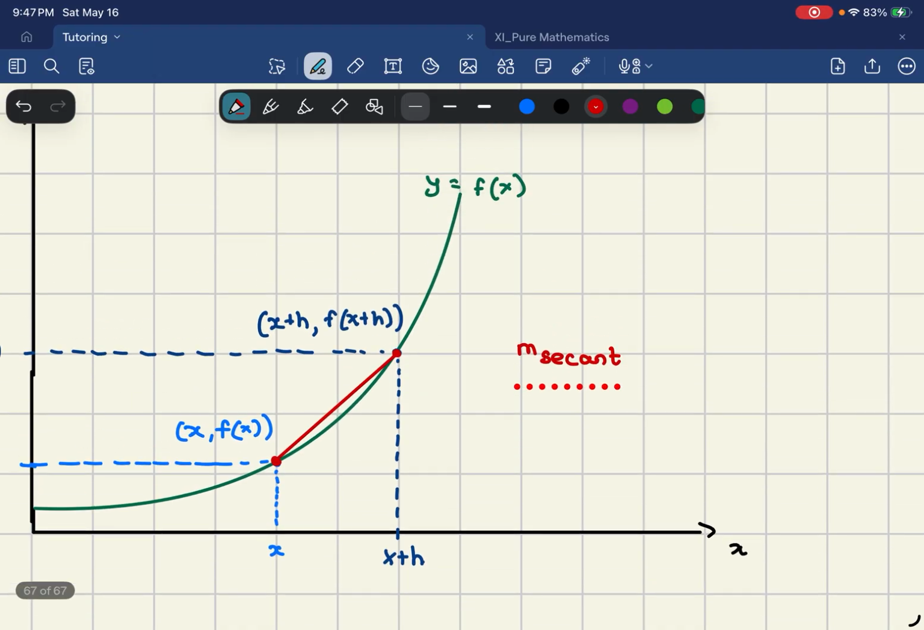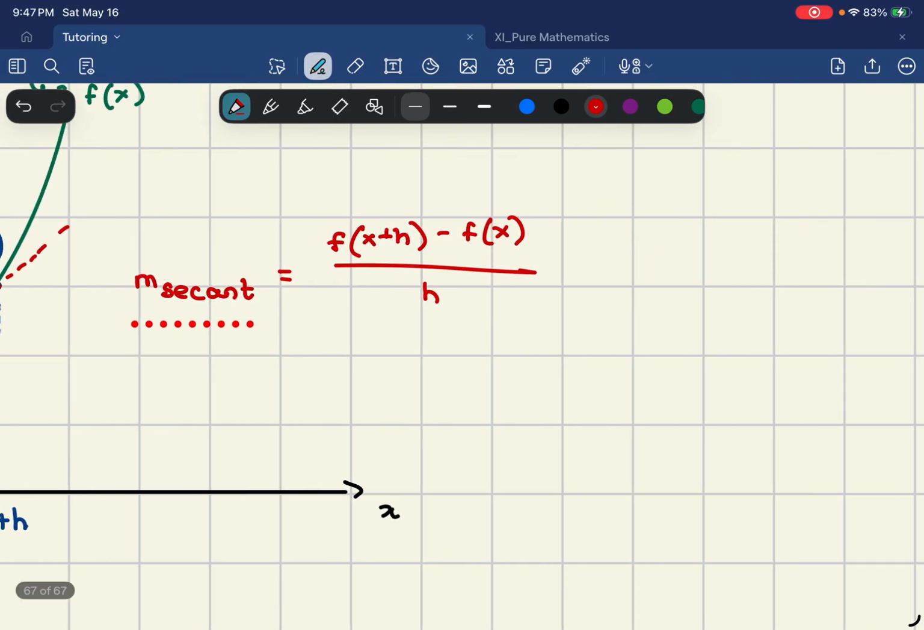So we can find out the slope of the secant line, right? The secant line is basically this red line because it crosses the green graph twice at 2 different points. If I extend the line, it's going to look something like this. So I can find the slope of the secant line, and that is going to be y2 minus y1 over x2 minus x1, which is x plus h minus x. So that is just going to be h, right?